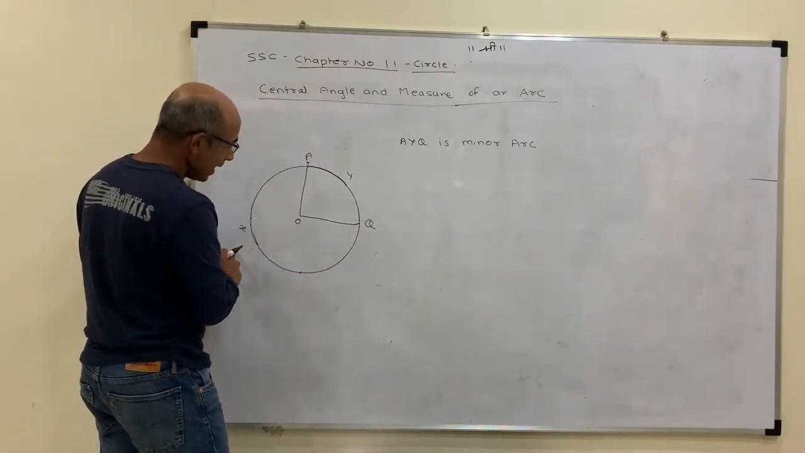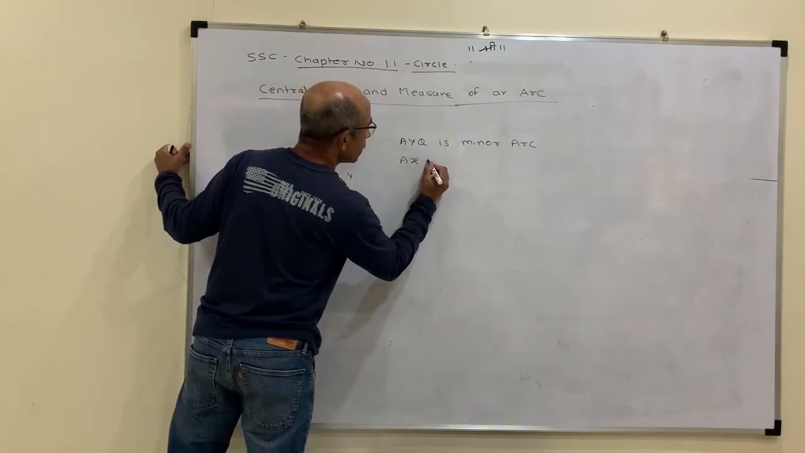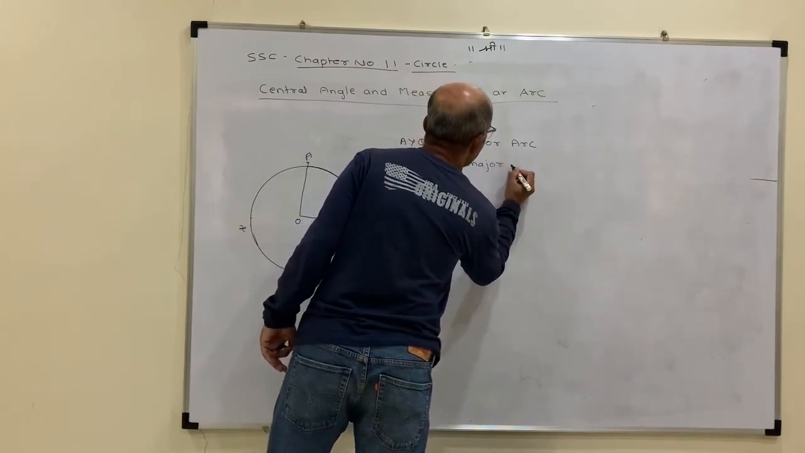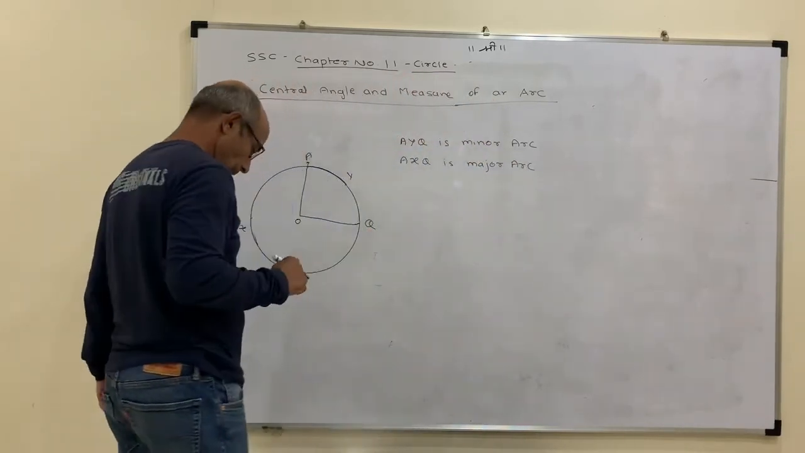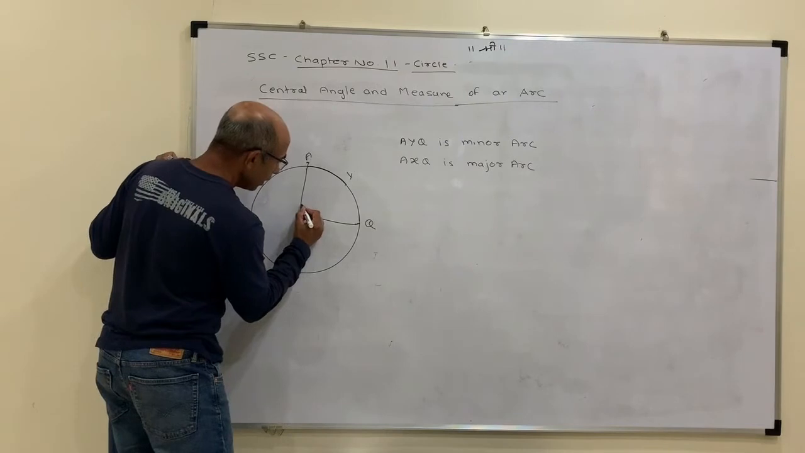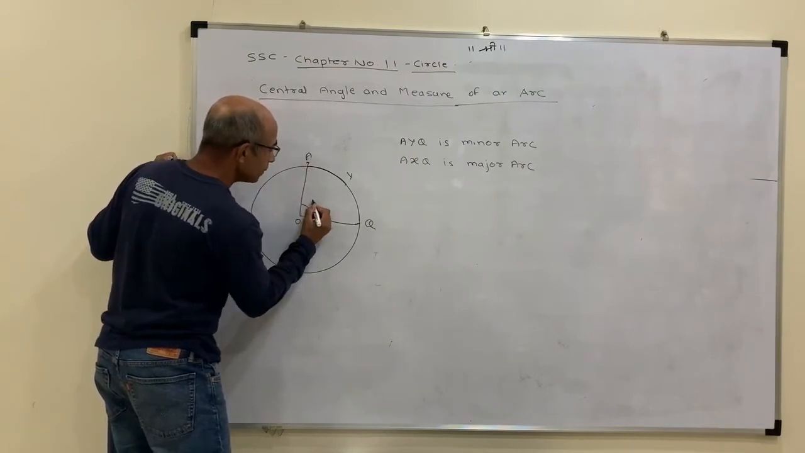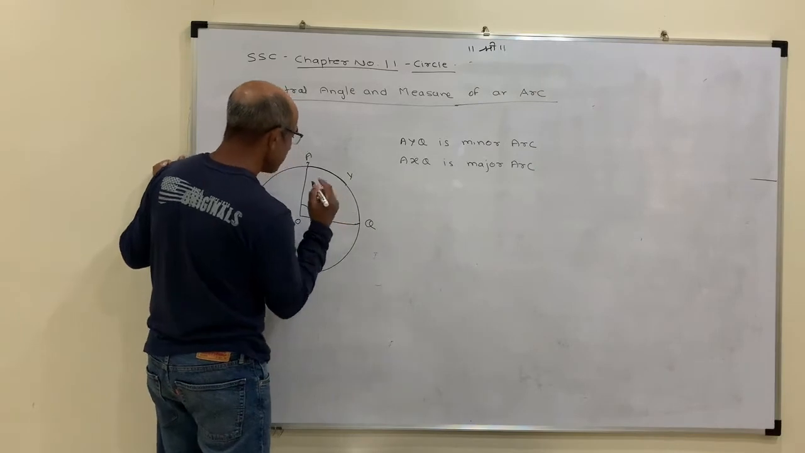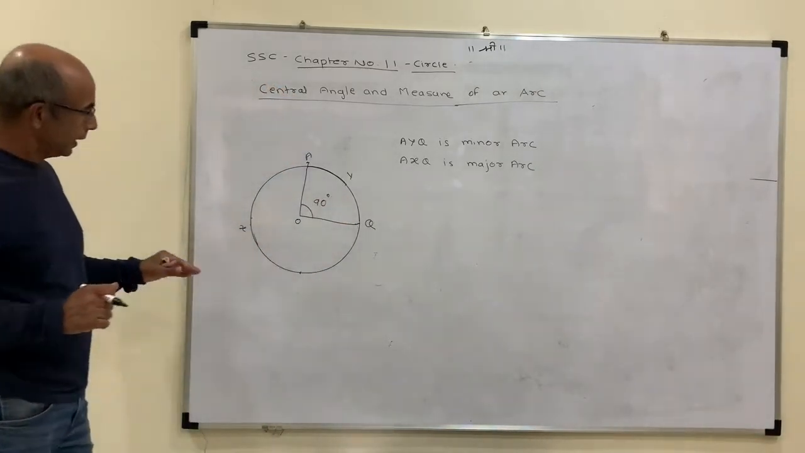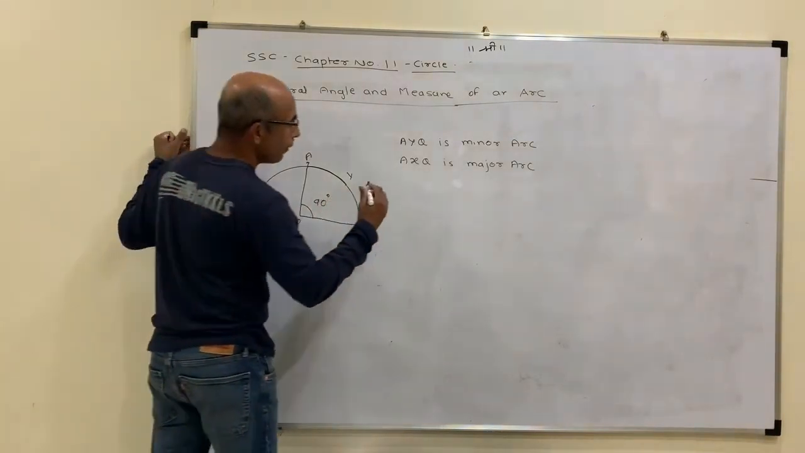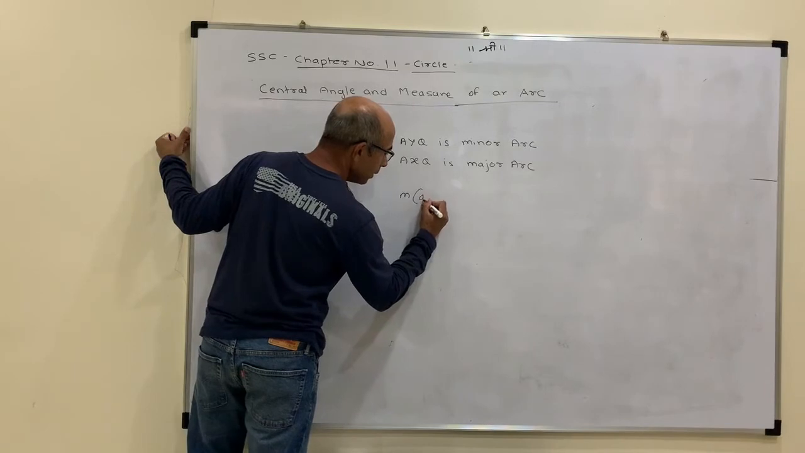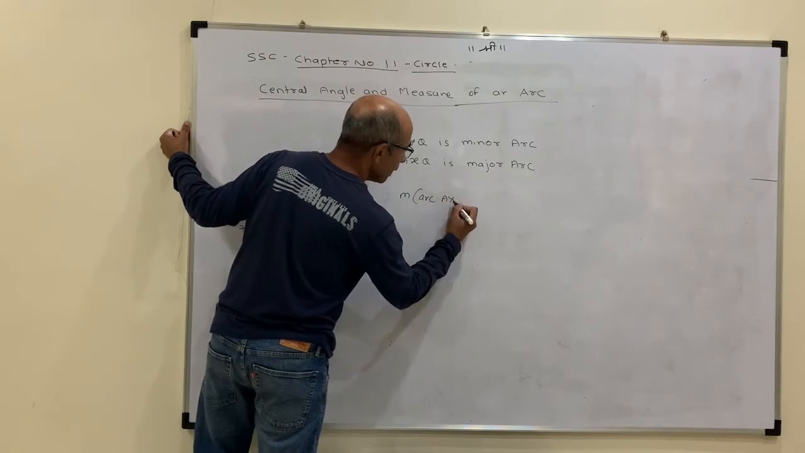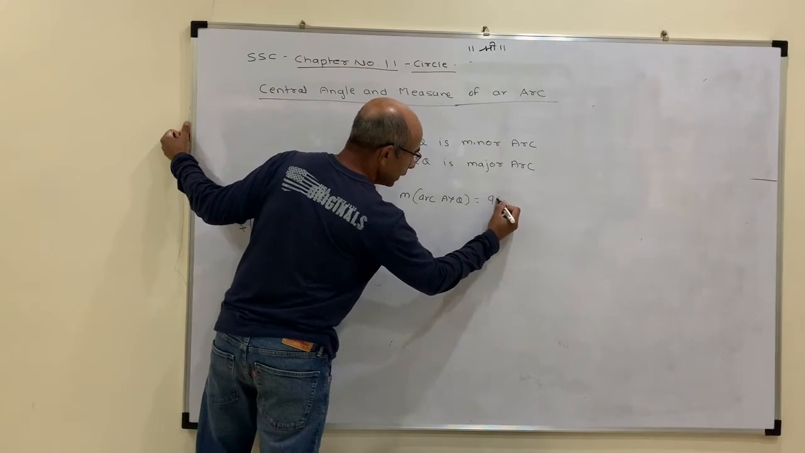While arc AXQ is a major arc. Now, if this angle is close to 90 degrees, I will take it as 90 degrees. So when I say it's 90 degrees, my measure of arc AYQ equals 90 degrees.